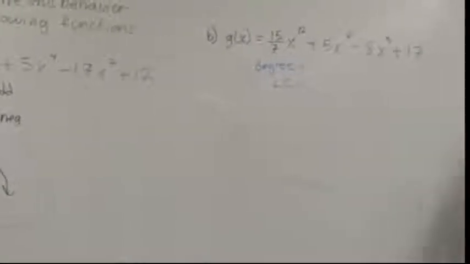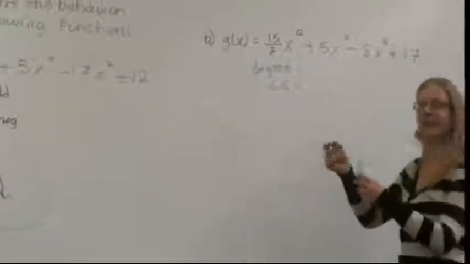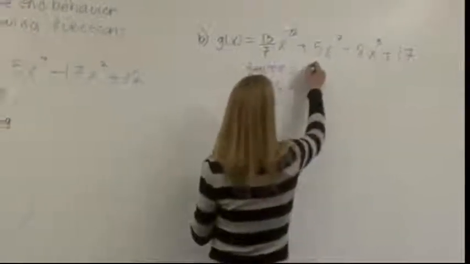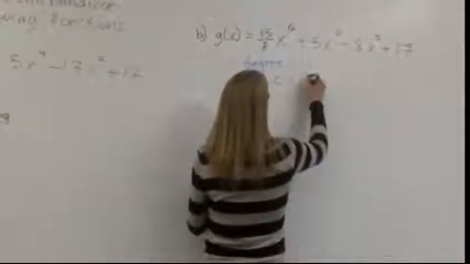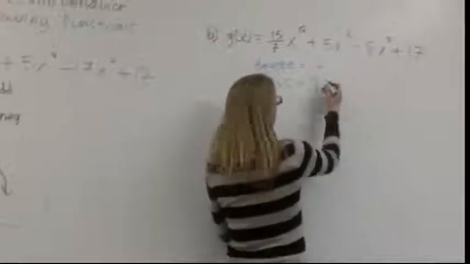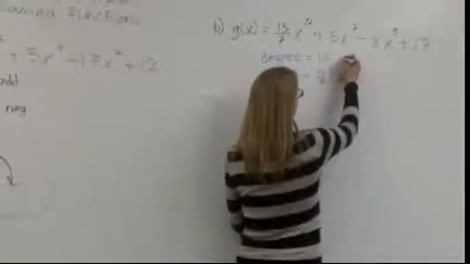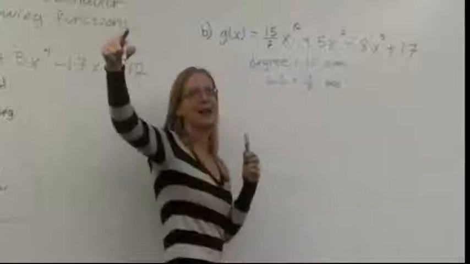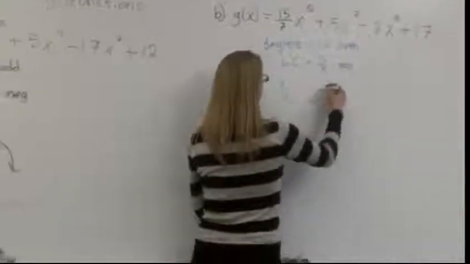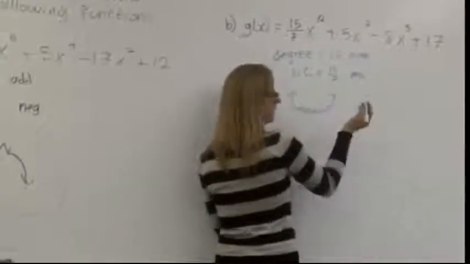All right. So a lot of people are agreeing on the same thing. What was the degree? 12. What was the leading coefficient? 15/7 was the leading coefficient. This one was a positive. This one was even. So even positive end behavior looks like up on both sides. We don't know what happens in the middle yet.